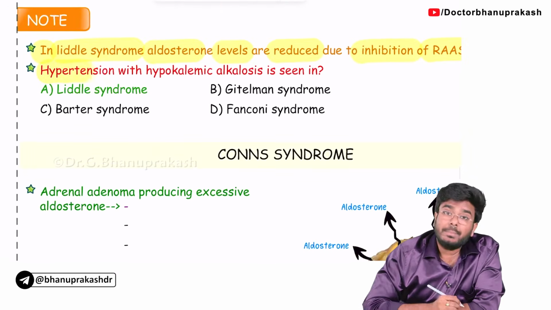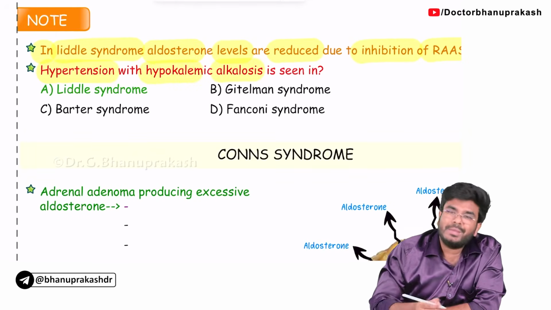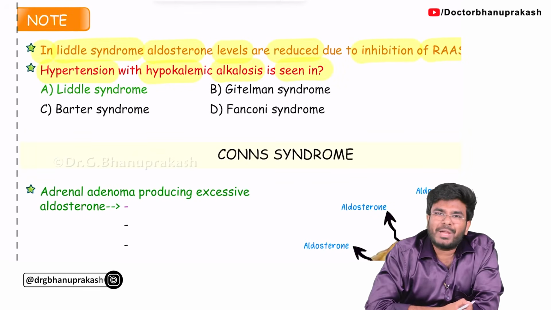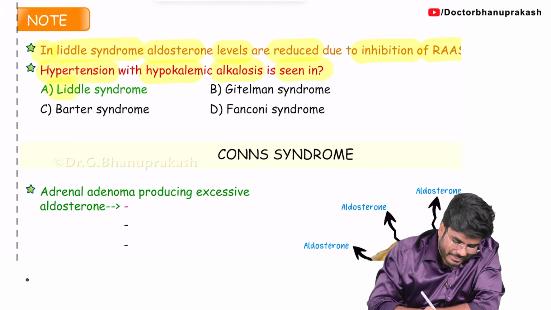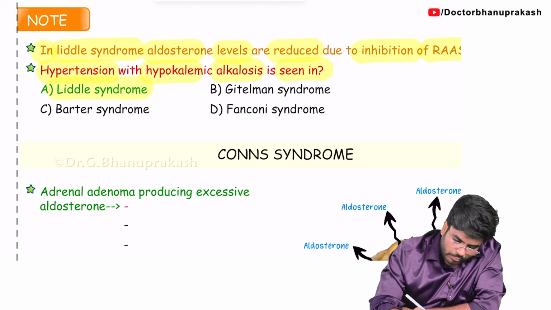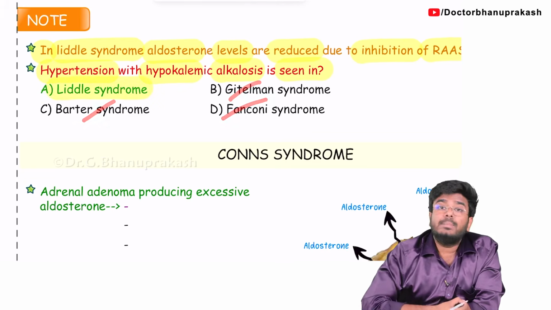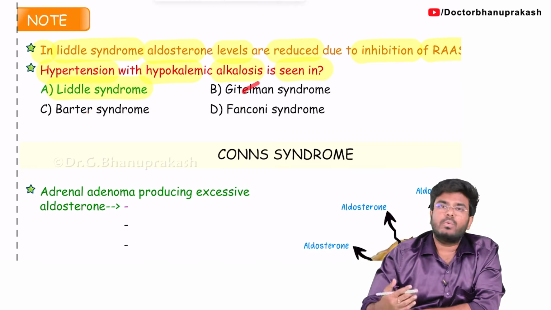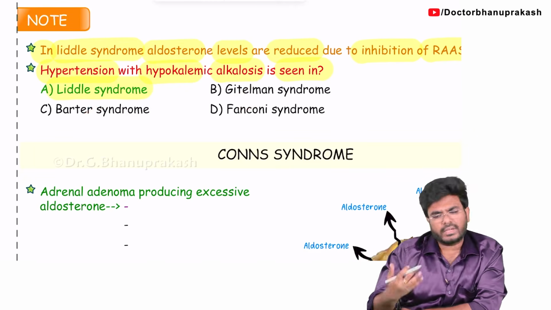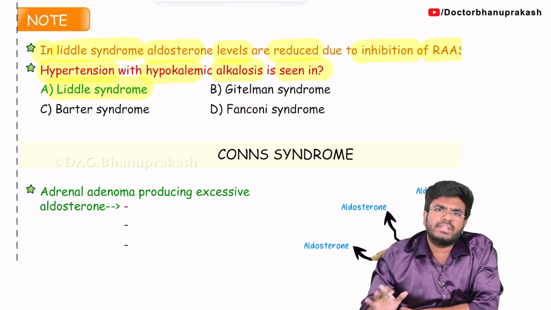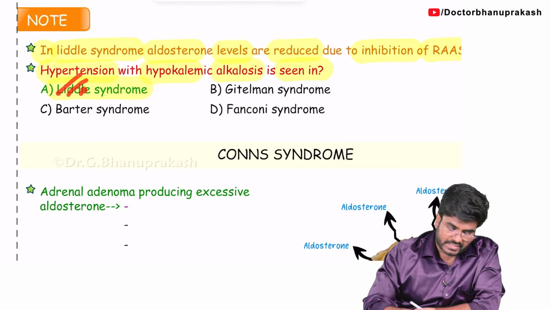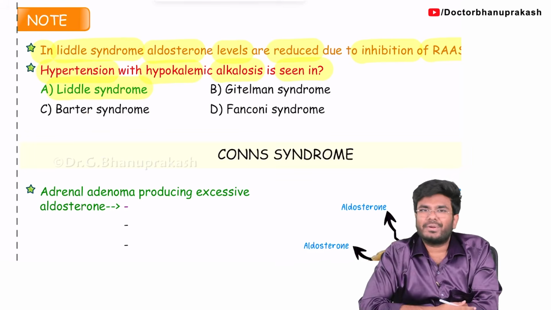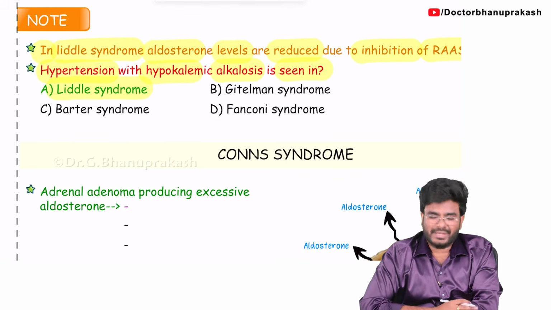Now look at this question. A hypertension disorder with hypokalemic alkalosis. Is it Bartter? No. Is it Gitelman? No. Is it Fanconi? No. It is Liddle syndrome, because I have told you all the others are hypotension disorders. Bartter syndrome, water loss. Gitelman syndrome, water loss. Fanconi syndrome, PCT not working, water loss. All of them present with dehydration and hypotension, but Liddle presents with hypertension. Done, this Liddle syndrome topic is completed.